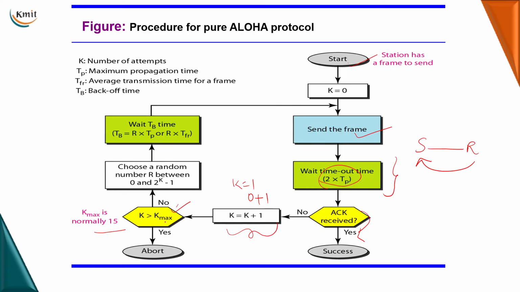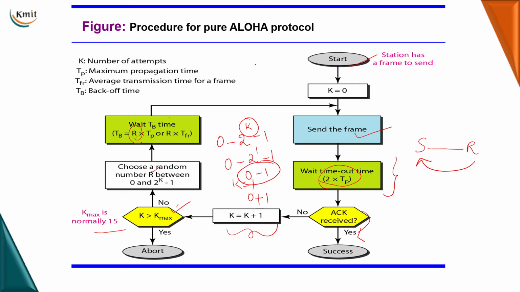If it is less than 15, I will choose a random number. And how is that random number chosen? The random number is chosen from the range 0 to 2 power K minus 1, where K is your number of attempts. Now because it is 2 power 1 minus 1, I will get 0 to 1. So I will choose a random number between 0 and 1 and calculate the back off time, the amount of time where the station should not send. R is the random number that I have calculated, multiplied by the propagation time.